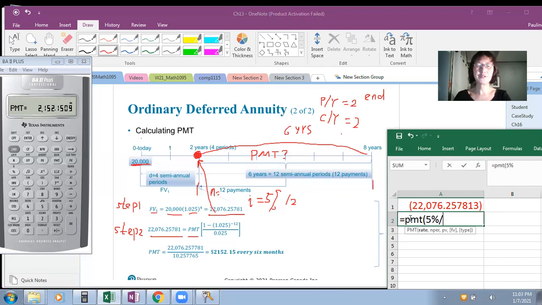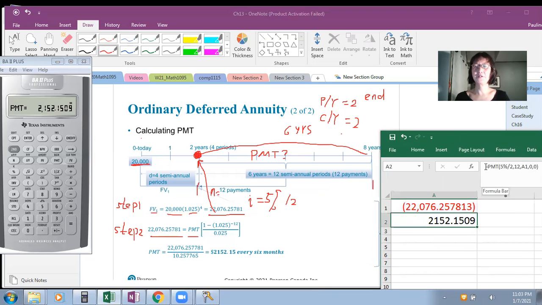Now step 2, figure out the PMT, equal PMT. Rate 5% compounded semi-annually. 12 is the term N. PV, this number is the present value. The future value is 0. Type is 0. So you get PMT, exactly the same number as we get from the calculator. And this is the formula for PMT.